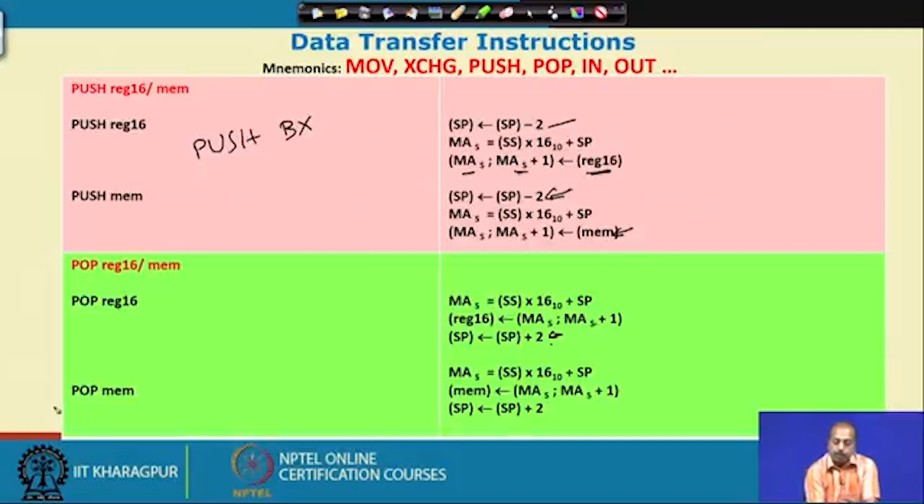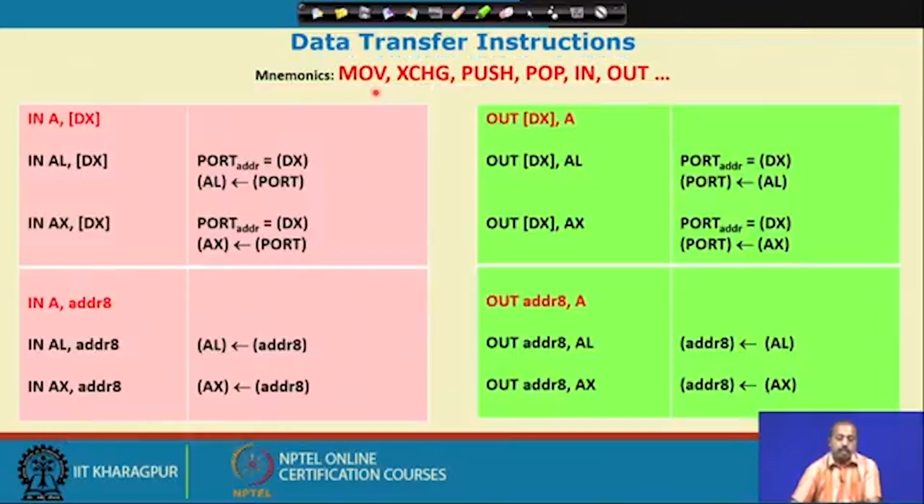And similarly, for pop memory, here also the same thing. Content from these two stack memory locations will come to the memory address specified here, and then the stack pointer will be incremented by 2. So we can have this push and pop also for data transfer.